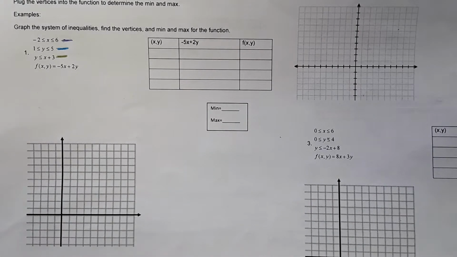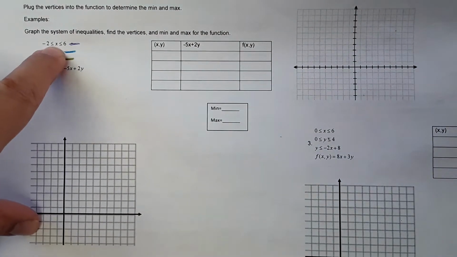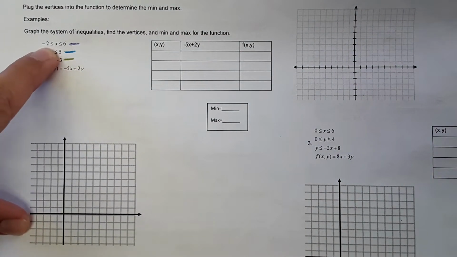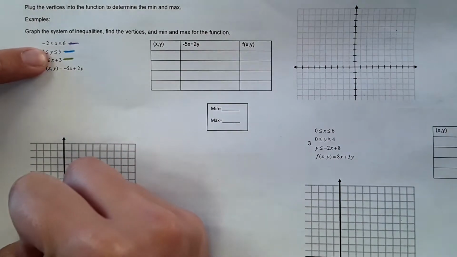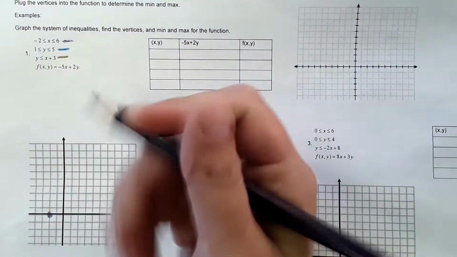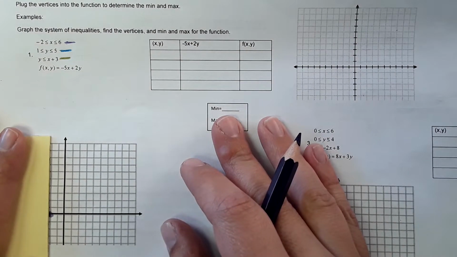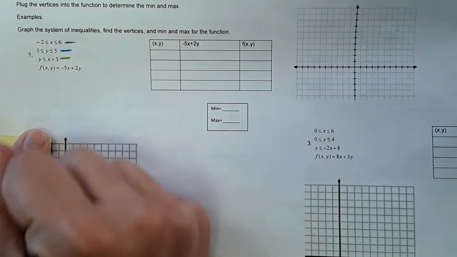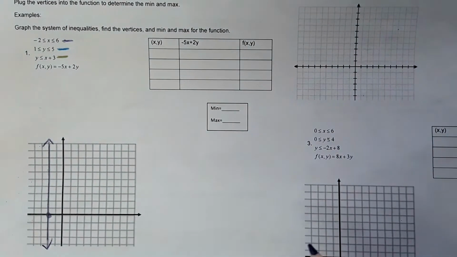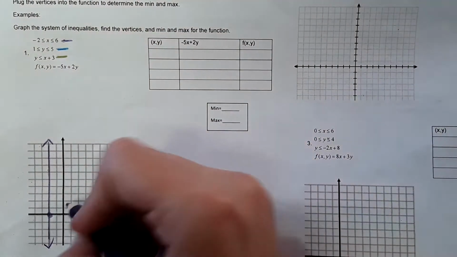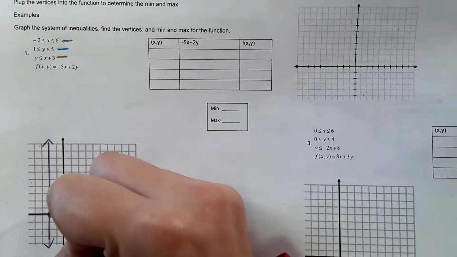Okay, so each one of these we are going to be graphing on the graph. This first one is an inequality. It says -2 is less than or equal to x, and x is less than or equal to 6. So on the graph, I'm going to find x equals -2, which is right here, and draw a vertical line at -2. And then at 6 as well, I'm drawing a line at x equals 6.